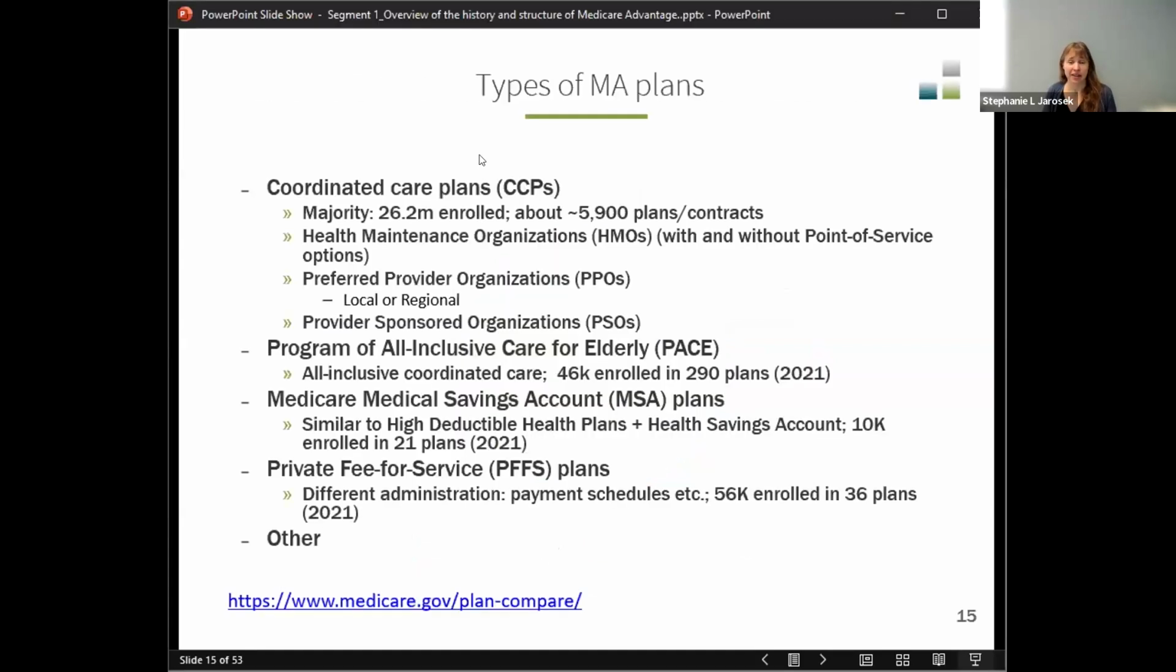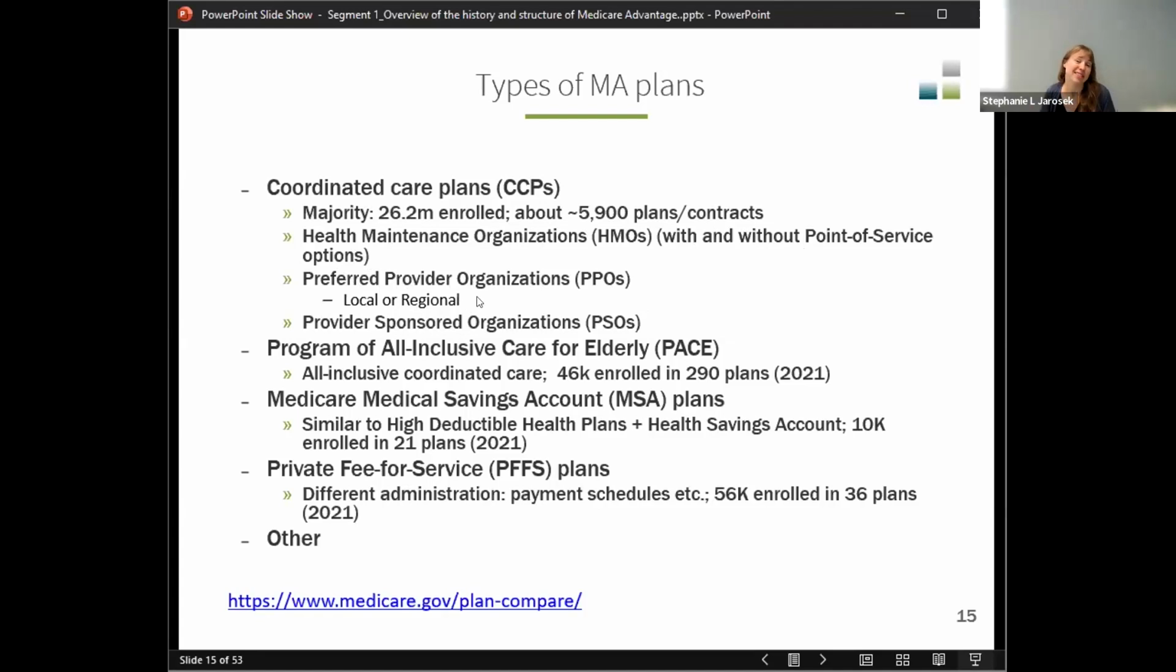When we talk about Medicare Advantage, we're not talking about a monolith. There are many different kinds of plans. The coordinated care plans are the most common. So this would be a health maintenance organization. It could have point of service options, or provide preferred provider organizations, which could be local or regional. And that was one thing that expanded with legislation. The ability to offer regional plans happened, I think, in 2003.